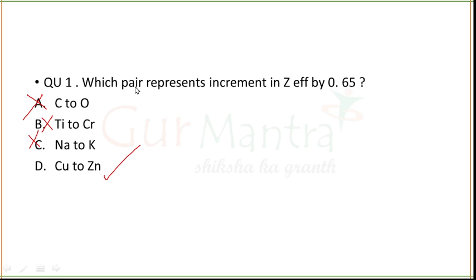Now, as you can see, this is a very first question. Which pair represents the increment in Z effective by 0.65? You have to tell which pair of elements is correct in case the Z effective increases by 0.65. So here I would suggest please pause your video and solve this question and think about the reason.